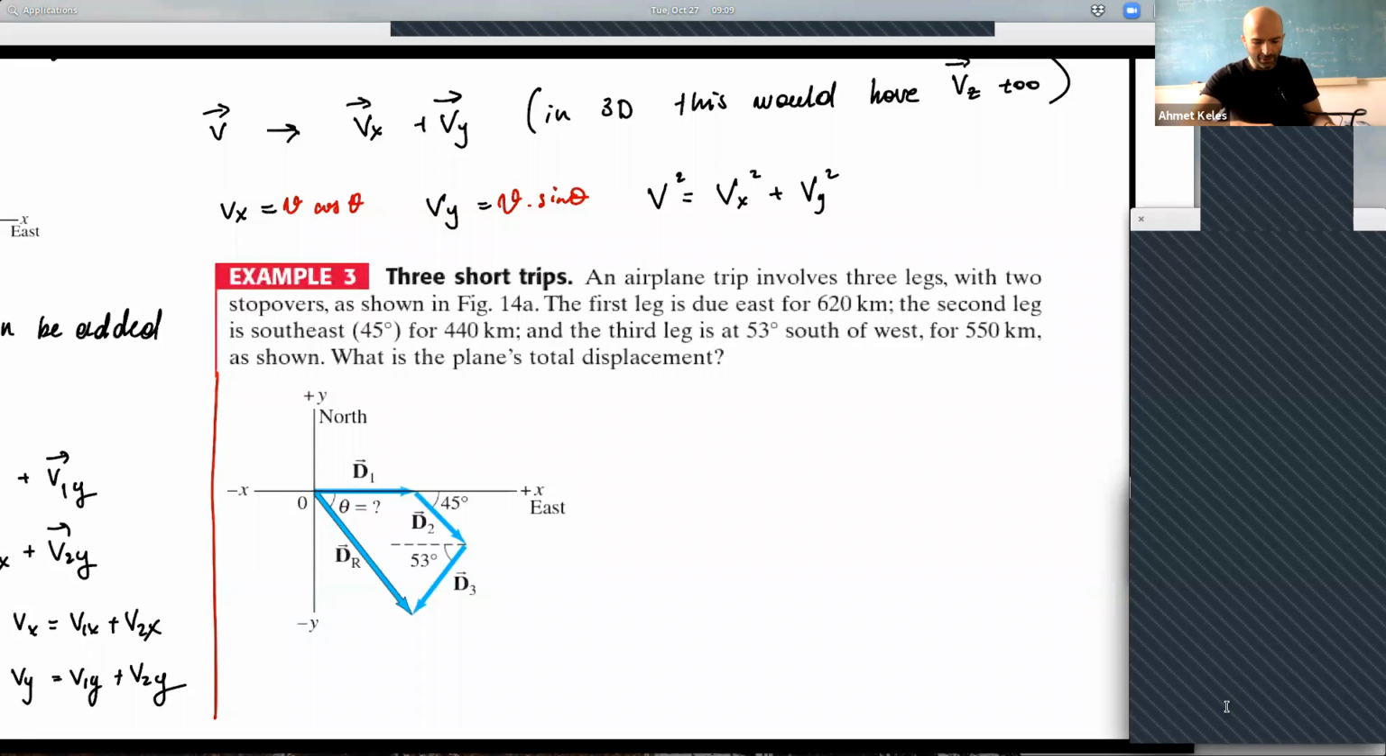So the question here is example 3. The plane makes 3 trips with 2 stopovers, D1, D2, D3. And directions are given like this. The first one is like this. The second one is 45 degrees. The third one is 53 degrees. Magnitudes are like this. We are asked to calculate the plane's total displacement.